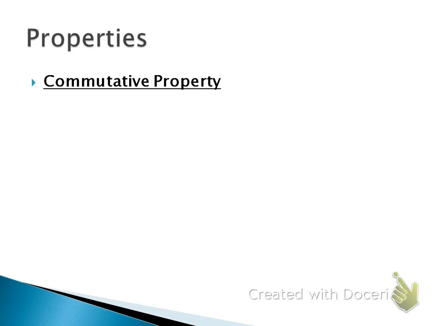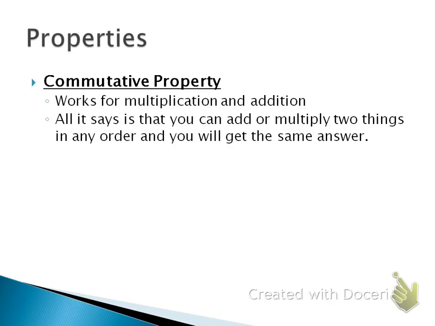Next, we're going to talk about the properties. The first one is the commutative property. This property works for multiplication and addition. All it says is that you can add or multiply two things in any order. You will get the same answer.